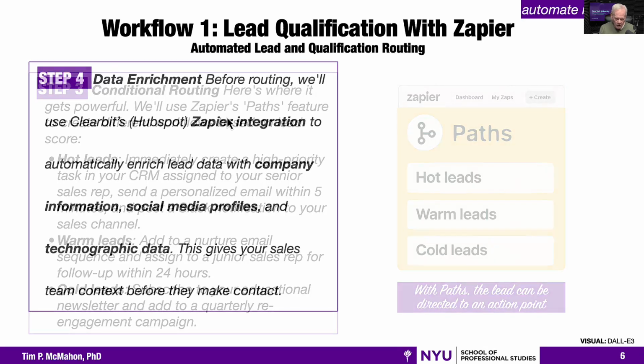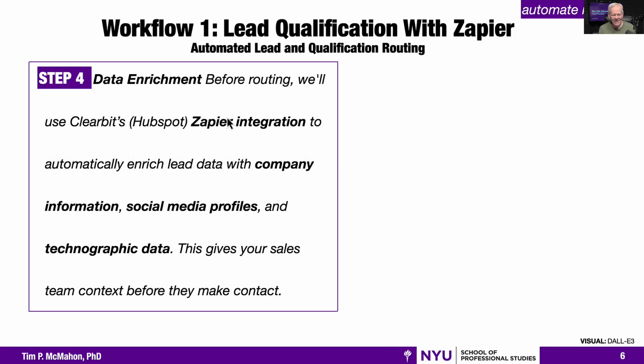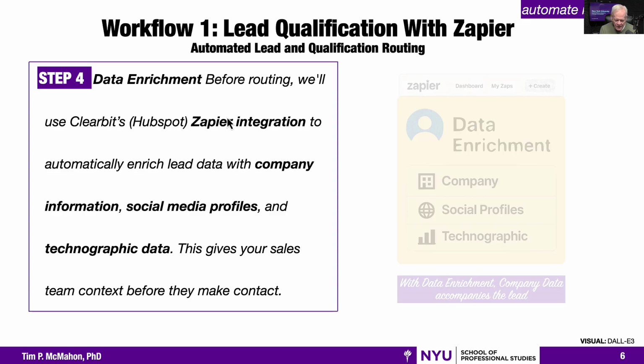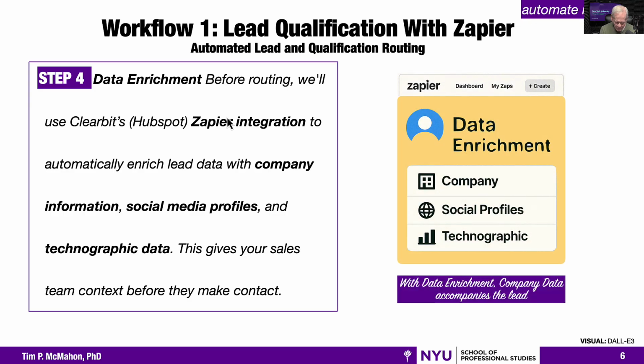Step 4 is to bring in data enrichment. Now, data enrichment basically is that before routing this, we'll use something called Clearbit. Clearbit was purchased by HubSpot. So it's HubSpot's Zapier integration. And this is a means to automatically, that's what we're trying to do here, automate, enrich lead data with company information, social media profiles, and technographic information. Now, our sales team has context before they make contact.